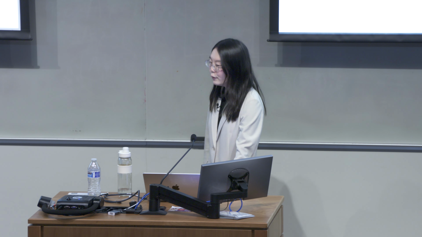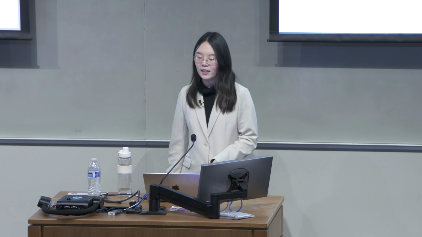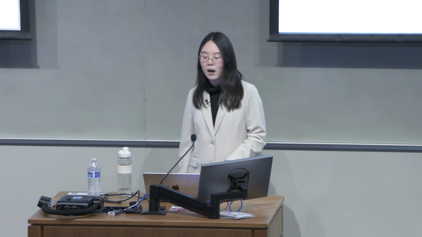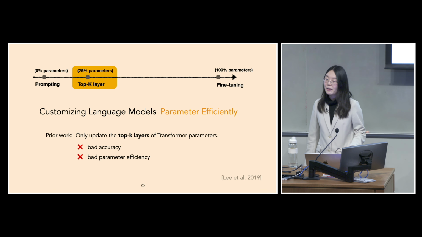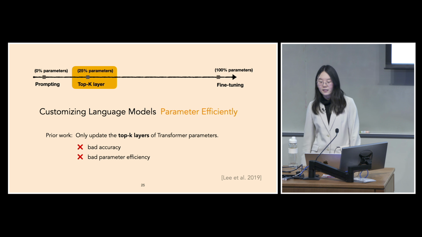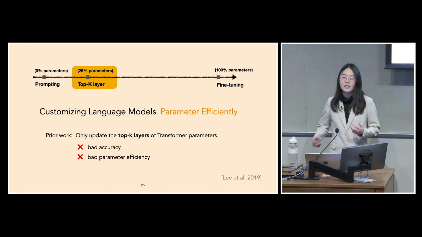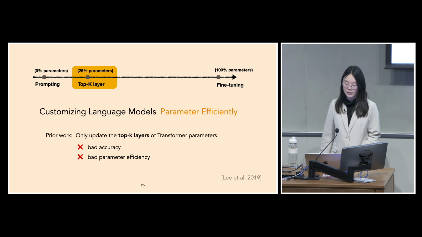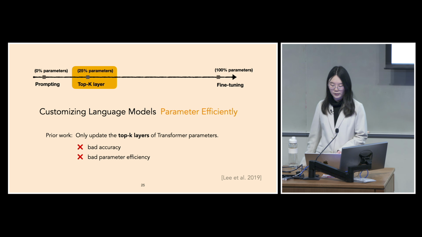Classically in the fields of vision and NLP, people have really internalized this idea of freezing some layers of the model and only updating the top few layers. However, this idea for adaptation doesn't quite work. It leads to bad accuracy for the target task, and it also doesn't save much in terms of parameter efficiency, because you will still need to update 1/4 of the total parameters.